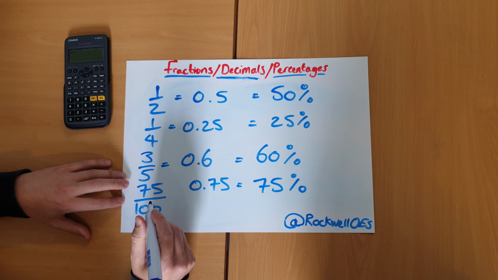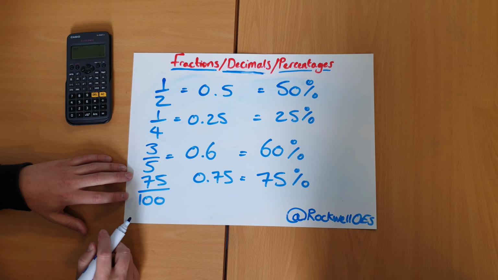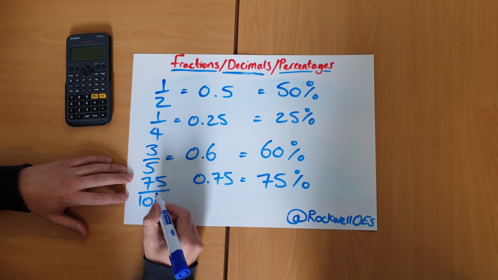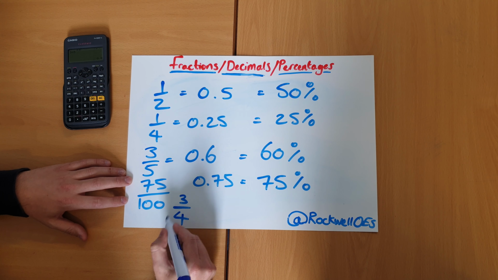So the way to do that is to think about what is the biggest number that we could fit into 75 and into 100? Well, that's 25. And 25 goes into 75 3 times and 100 4 times. So it's 3/4.